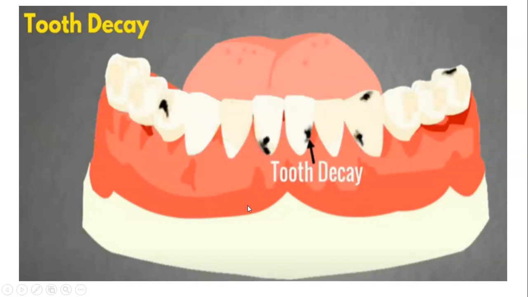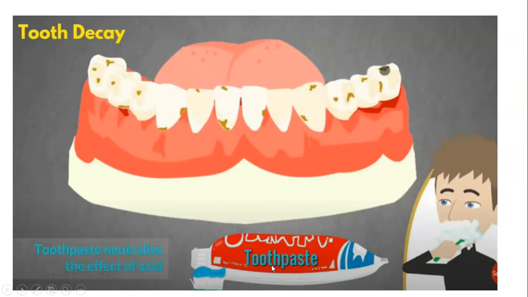So how to get rid of tooth decay? We use toothpaste. Toothpaste neutralizes the effect of acid. The acid present there is neutralized with the help of toothpaste, which is made up of base products. This is the second incident. When you brush your teeth using toothpaste which contains bases, any kind of acid present in your mouth or the teeth cavities is neutralized. This helps in preventing tooth decay.